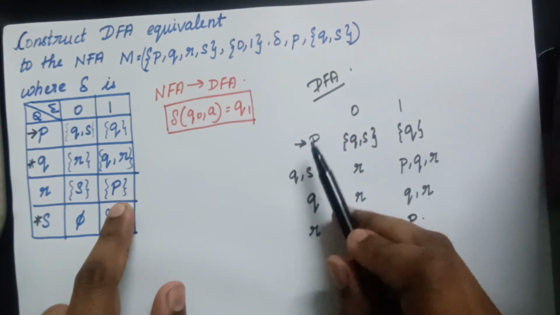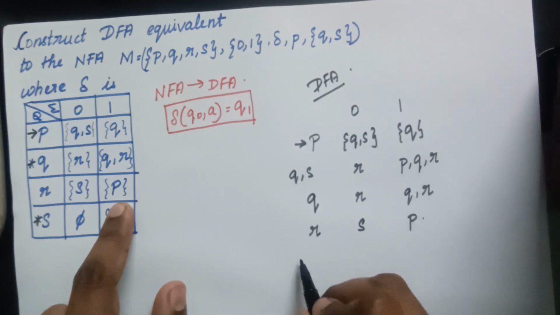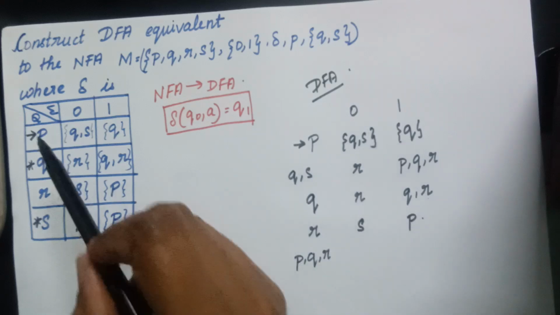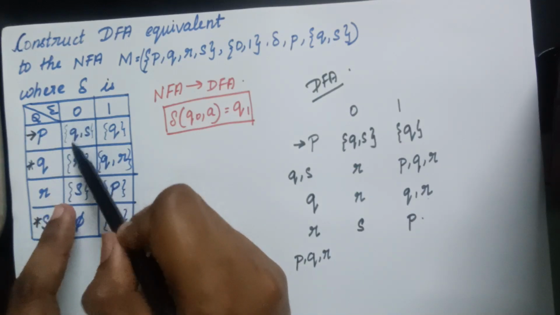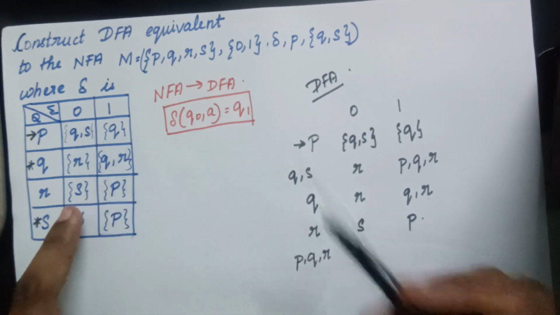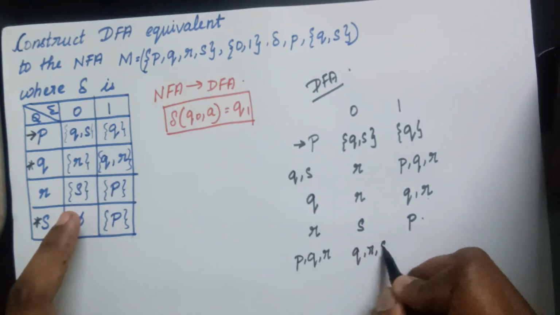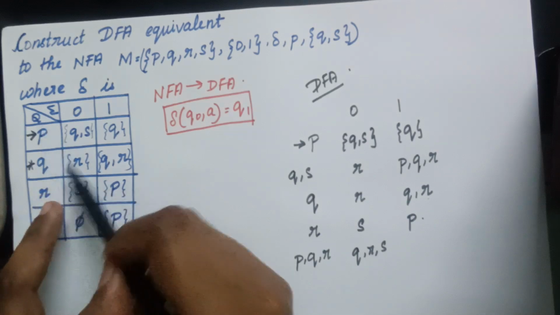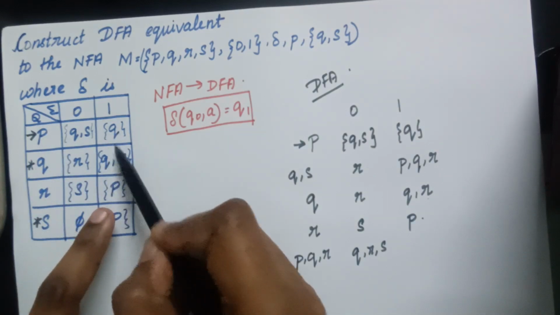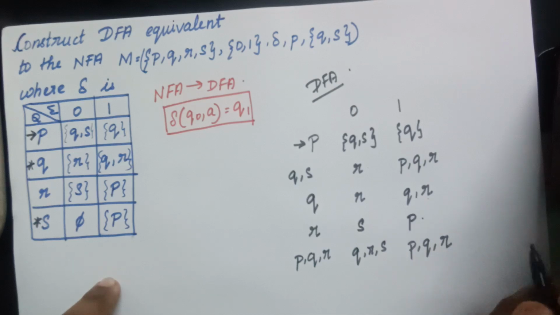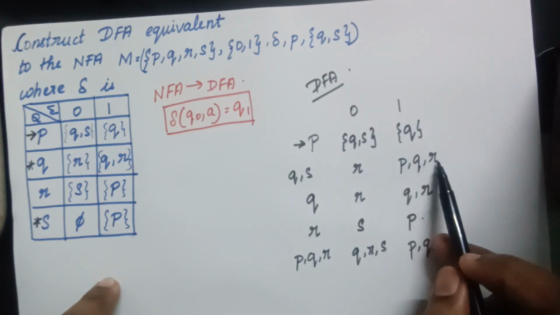Then PQR. Yes, this is a new state. I don't have PQR here. So again, I take PQR. So PQR, how do I find 0 transition? P, Q and R, combining all these 3. So what do I have? Q, R and S. So Q, R, S. Again, for 1 transition, PQR gives me P, Q and R. P, Q and R. Done. So this transition is done.